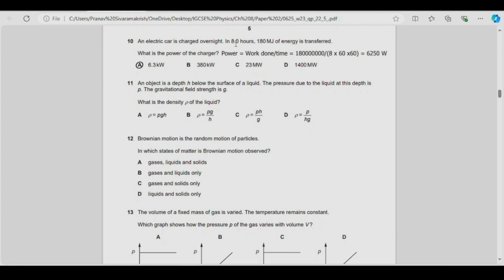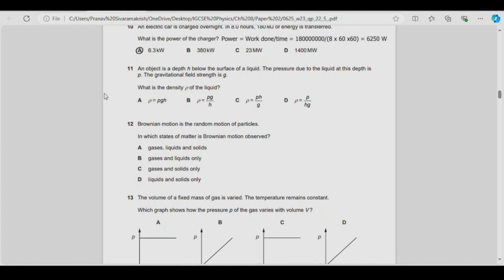So 8 hours, you have to convert that into seconds. So that'd be 8 multiplied by 60, because there's 60 minutes in an hour, multiplied by 60, because there's 60 seconds in a minute. And this gives you a value of 6,250 watts. We could see that our final answers are in kilowatts or megawatts. Kilo means 1,000, so to go from watts to kilowatts, we have to divide by 1,000. So that would have a value of 6.25 kilowatts, or around 6.3 kilowatts. So that is our right answer, A.